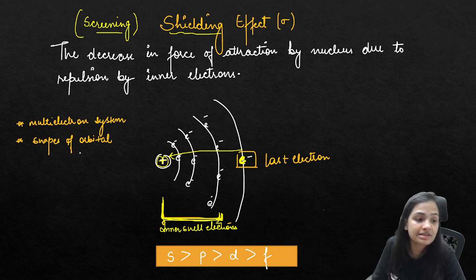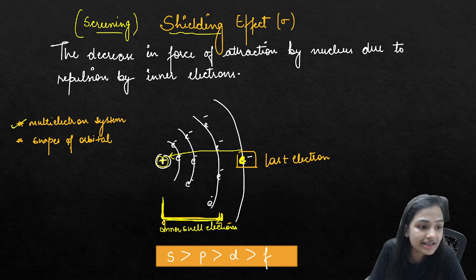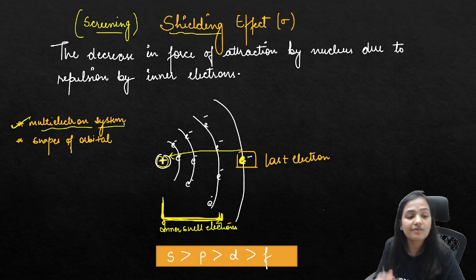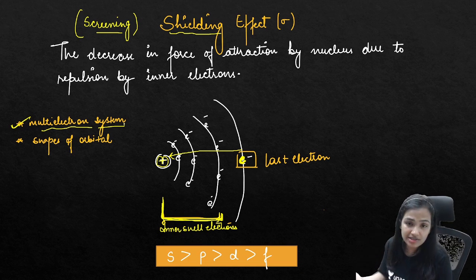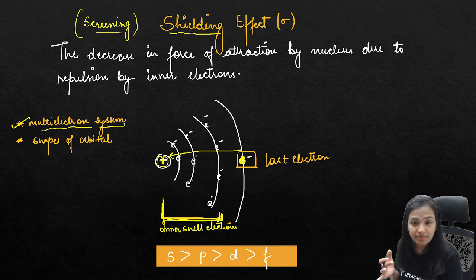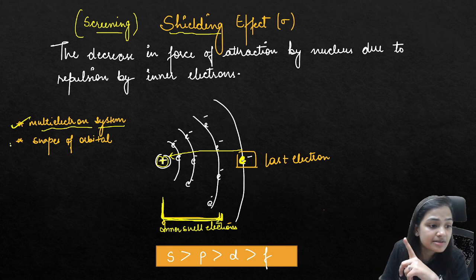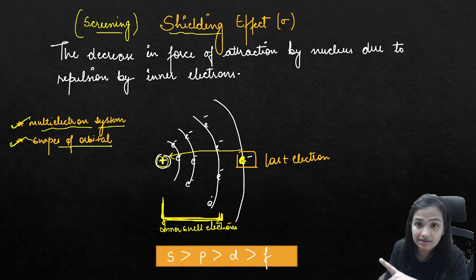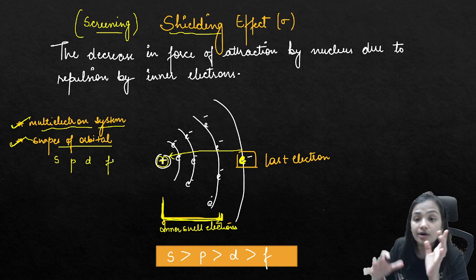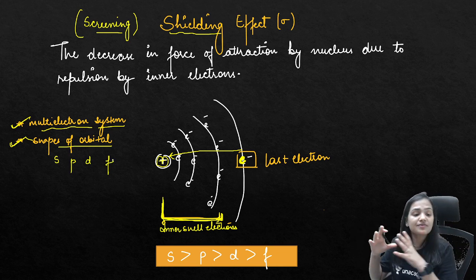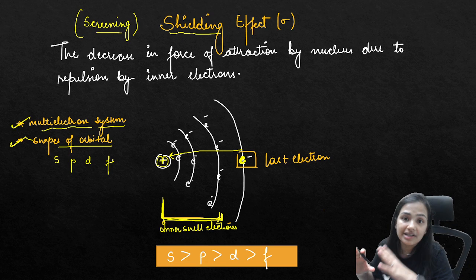Guys, this is a property of a multi-electron system. Whenever you have more than one electron, only then can the shielding effect be applied. The shielding effect is a property of the shapes of the orbitals. This means the shielding effect is determined by the shape of the orbital, whether it is an s, p, d or f orbital.